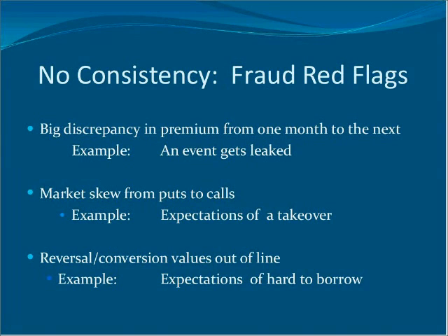I want to talk next about consistency. These are what I would call the broad red flags for there not being consistency in markets. One example is a big discrepancy in what we call option premium from one month to the next. We'll go through an example of this, but if we have a stock where the options generally trade at a certain spread, and then all of a sudden that spread expands, that might be indicative of something going on in the marketplace. And it could be an event that got leaked, and we'll look at an example of that.